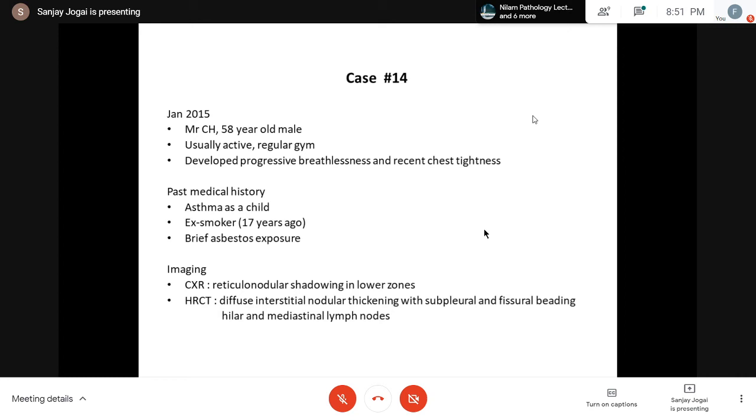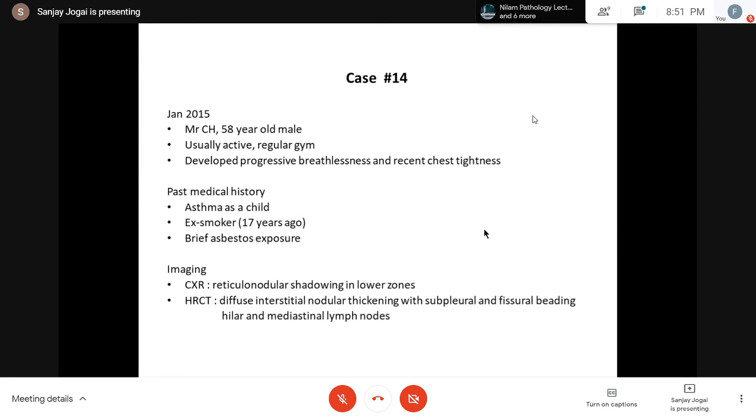This is a case I presented at the pulmonary pathology meeting in Dubrovnik, 2019. The history goes back to January 2015, when a 58-year-old male who was regularly going to the gym, quite active, started developing breathlessness and chest tightness. He had a background history of asthma as a child, was an ex-smoker, with very brief asbestos exposure. Imaging showed reticulonodular shadowing, and HRCT showed diffuse interstitial nodular shadowing with subpleural and fissural beading, and hilar and mediastinal lymph nodes.